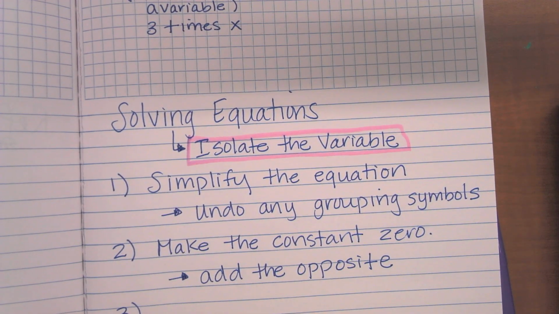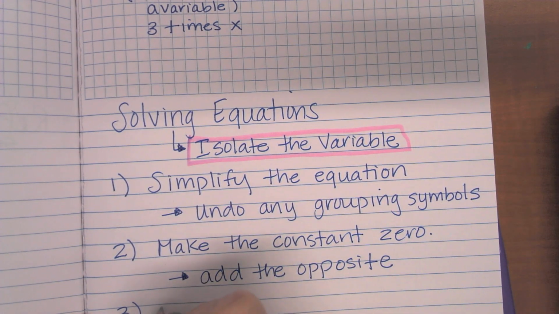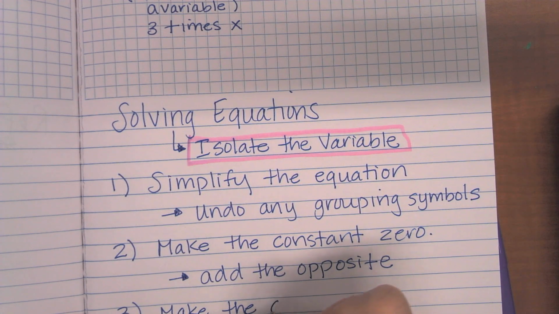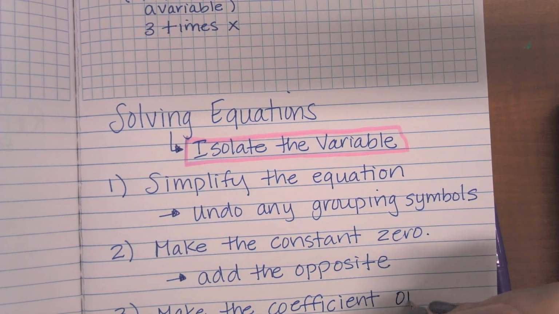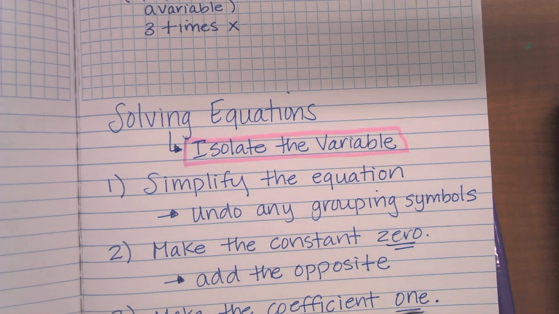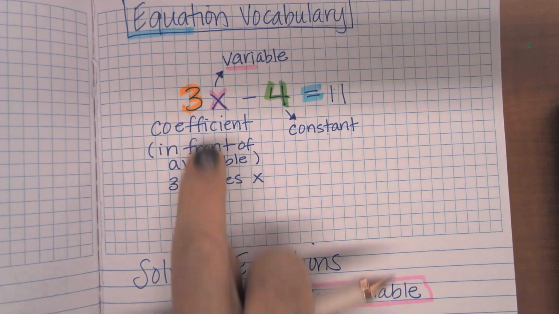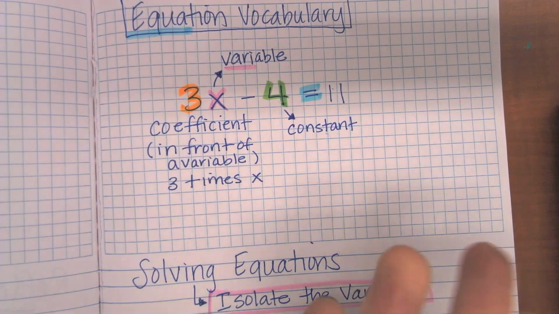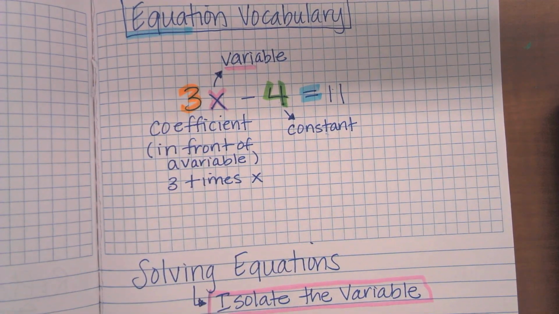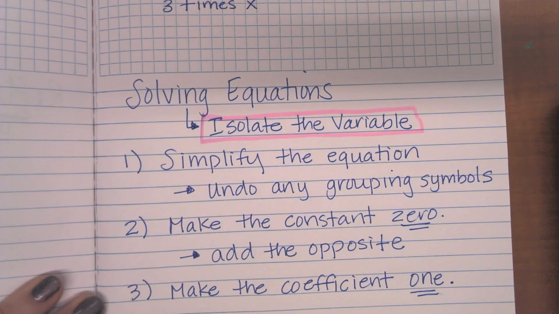The third and last step that we have is we are going to make the coefficient 1. Because the cool thing about 1s is we don't have to write them very often. Okay, make the coefficient 1. So when we make the coefficient 1, if we make this 3 into a 1, we no longer have to write it, and therefore we have x all by itself. So those are our 3 steps.